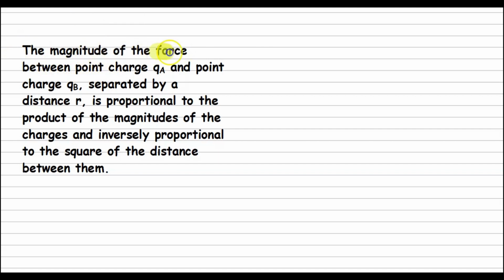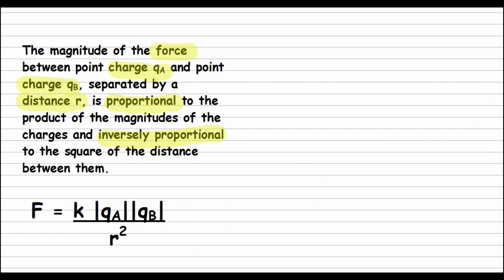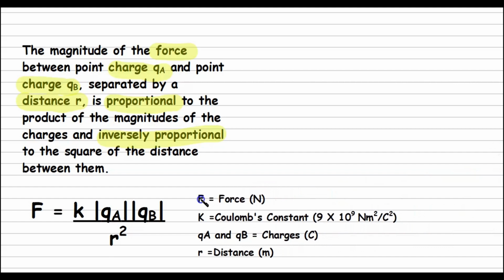Coulomb's Law states that the magnitude of the force between point charge QA and point charge QB, separated by a distance r, is proportional to the product of the magnitudes of the charges and inversely proportional to the square of the distance between them. Or mathematically, F is equal to K times QA times QB over r squared, where F is the force measured in Newtons, K is Coulomb's constant with a value of 9 times 10 raised to 9 Newton meter squared per Coulomb squared.